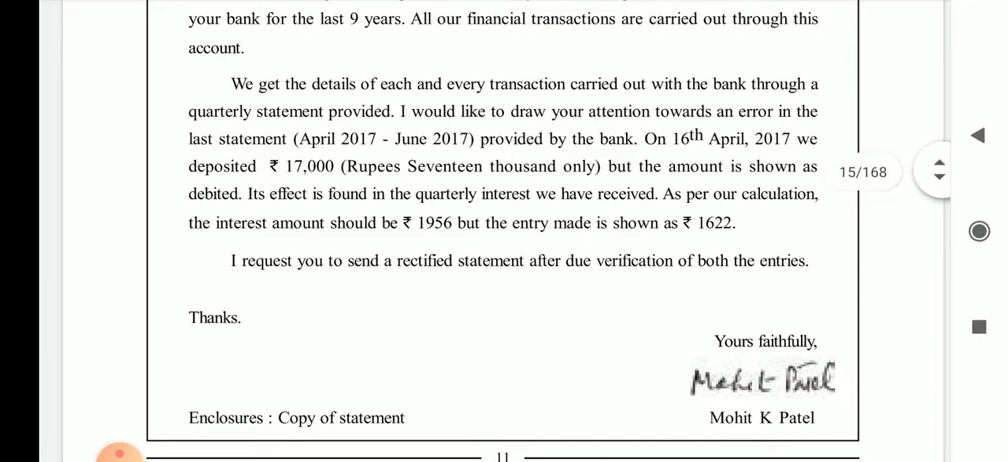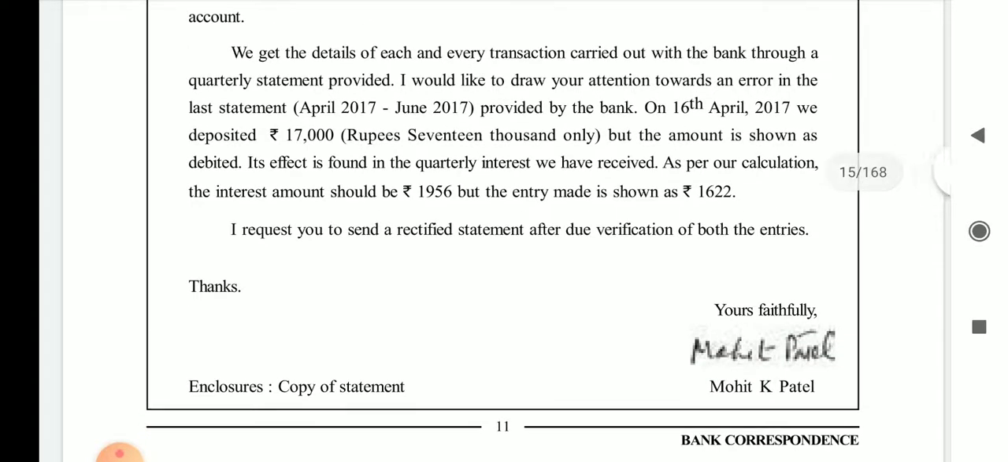On 16th April 2017 we deposited rupees 17,000, but the amount is shown debited. See, the main mistake found during this statement's analysis is that on 16th April, Mohit Patel deposited rupees 17,000 in the account, but instead of a deposit, the bank made it a debit, that is, a withdrawal. Its effect is found in the quarterly interest we have received.